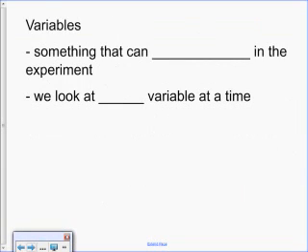Now, when you're setting up an experiment, you need to keep a couple of things in mind. The first are variables, and all a variable is just something that can change in the experiment. And when we do the experiment, we want to look at one variable at a time. We do this because we want to make sure it's only that one thing we're looking at that's causing something to happen. If you use 2, you may not be sure which one caused the reaction you were looking for.